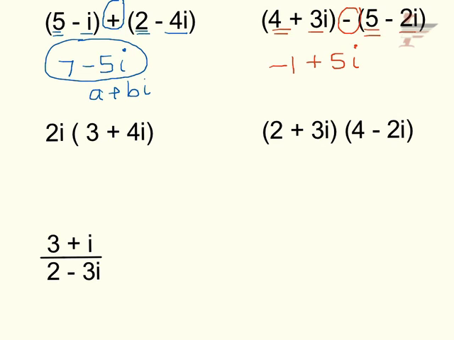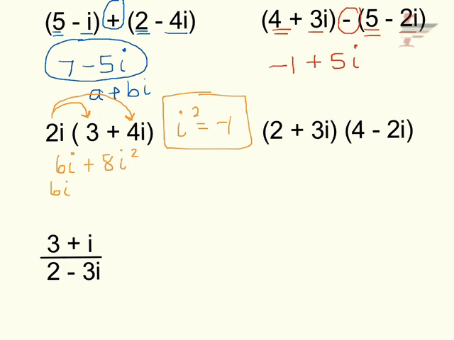The third one is distribution, which is multiplying, of course. So 2i times 3 is 6i. And 2i times 4i is 8i squared. And then the key to this section, remind yourself, i squared is negative 1. So that's really 8 times negative 1, which is negative 8. And then remind yourself that the real part needs to come first, so negative 8 plus 6i.